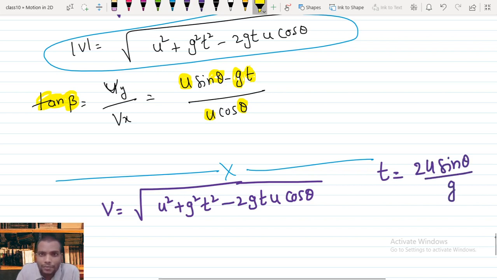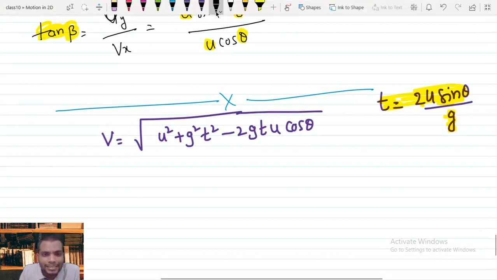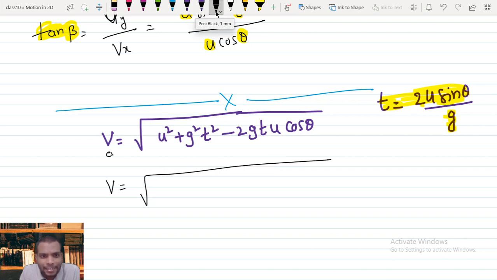So this is the total time taken by the projectile to complete its projectile motion. Now if we substitute that value here and do the simplification, let us see how it ends. V equal to the final velocity at the end. I will write that with suffix for the end position.